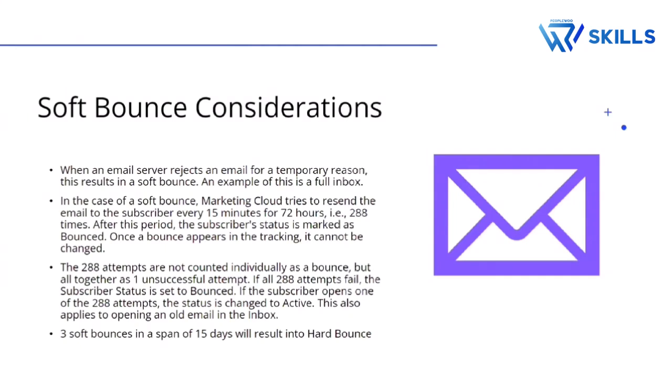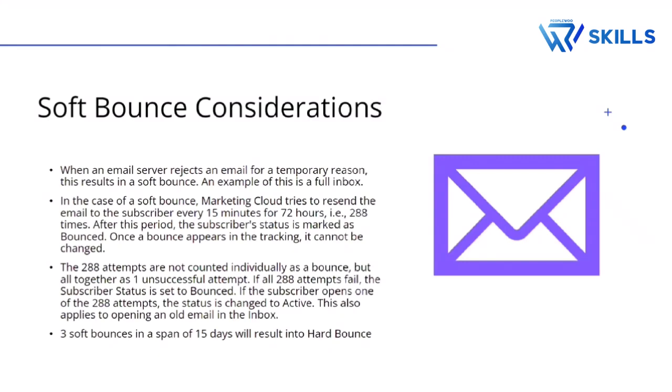And if there are 3 such soft bounces in a span of 15 days, then the email address is also marked as a hard bounce, which means undeliverable. One soft bounce means 288 attempts, so 3 soft bounces means 3 times 288 attempts. In a span of 15 days, if all 3 fail, the subscriber would be considered a hard bounce.